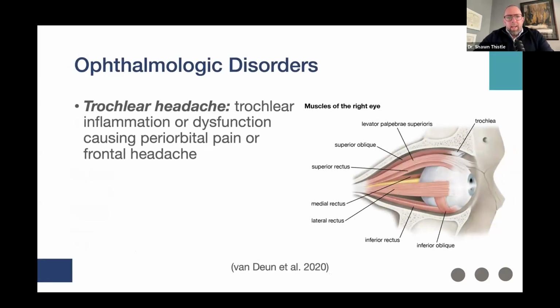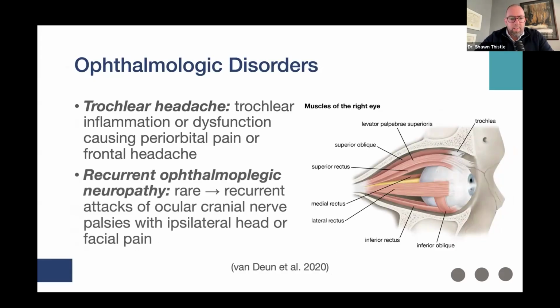Then there's a trochlear headache. You guys remember what the trochlea is, don't you? Without looking at the diagram, it's that little sling of connective tissue that holds the superior oblique eye muscle in place. This is inflammation of this ligament can cause periorbital pain or frontal headache. That would be pretty far down on my differential diagnostic list.